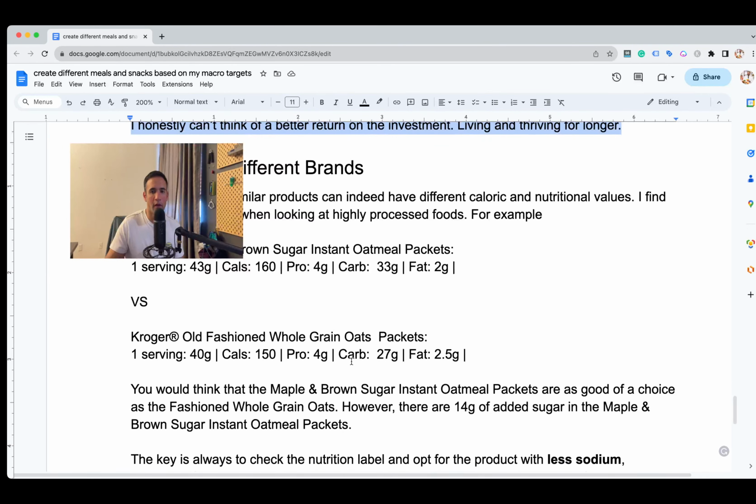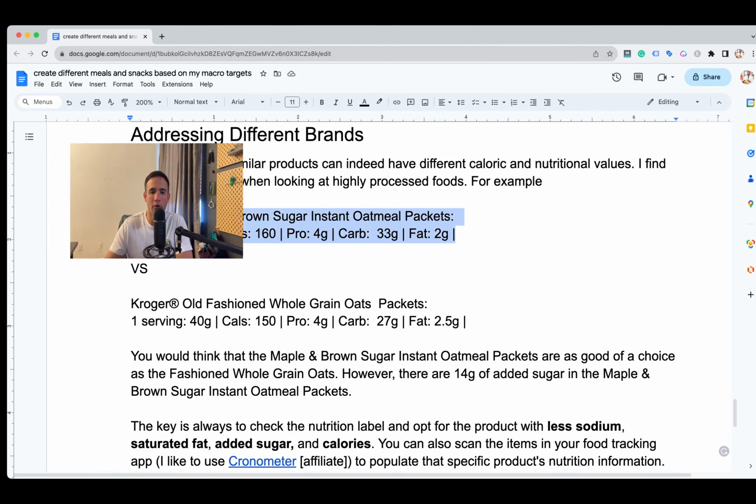So, addressing the different brands and the different calories. While yes, some similar products can indeed have different caloric and nutritional values, I find this especially true when looking at highly processed food and comparing that to its normal food. And I don't mean to use "highly processed" as a kind of fire word or anything. I don't know what those words are called, but nonetheless. So I gave us an example here.